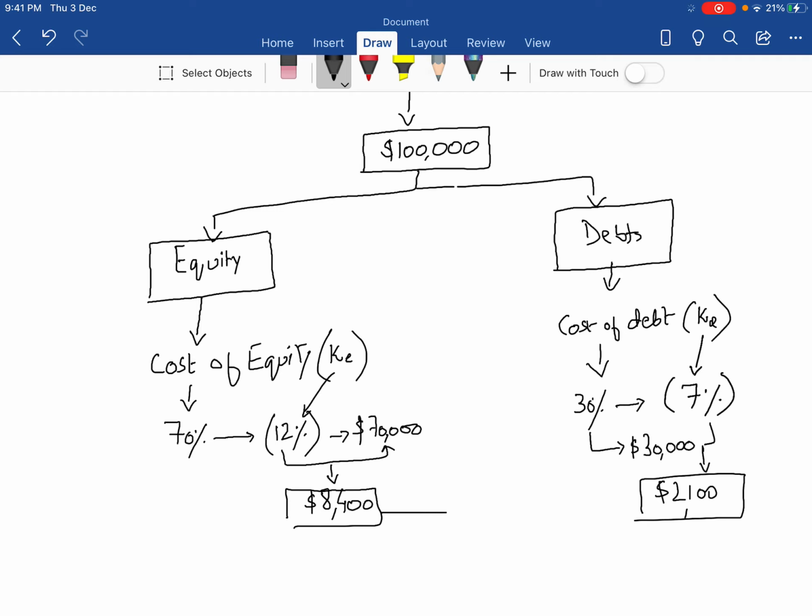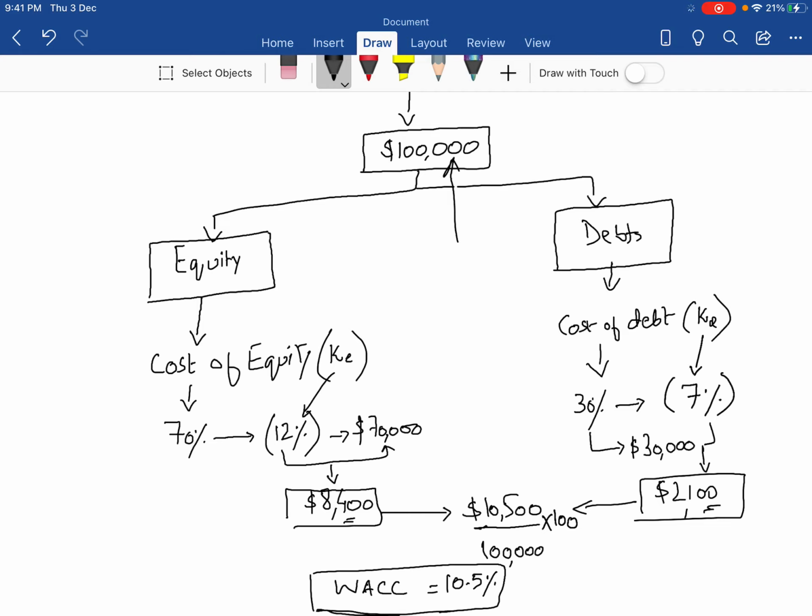The total will be the sum of these two. So in total the company will be paying $10,500, and that is against the $100,000 of investment. If the company wants to find out how much in percentage terms it is paying against the whole capital, it is going to be 10.5%, and this includes both the return paid to equity holders and the return paid to the debt holders. Therefore it is called weighted average cost of capital, WACC.